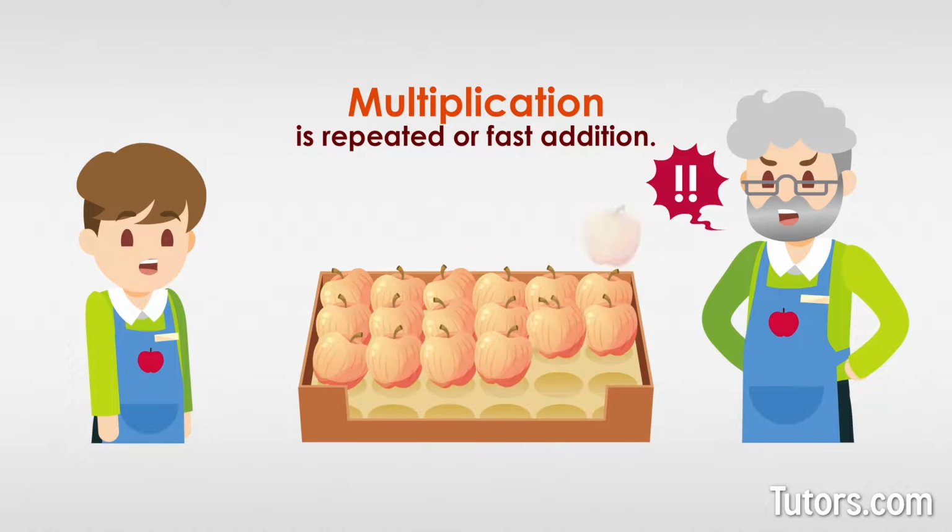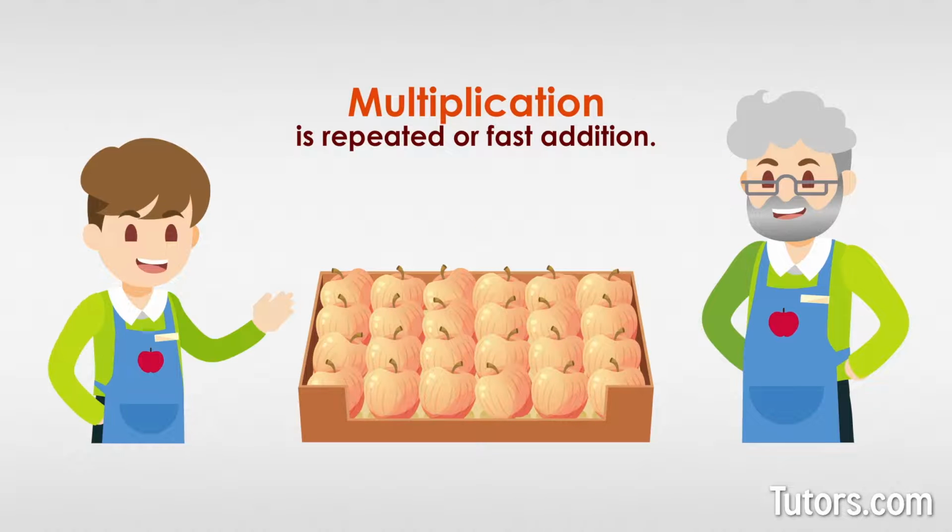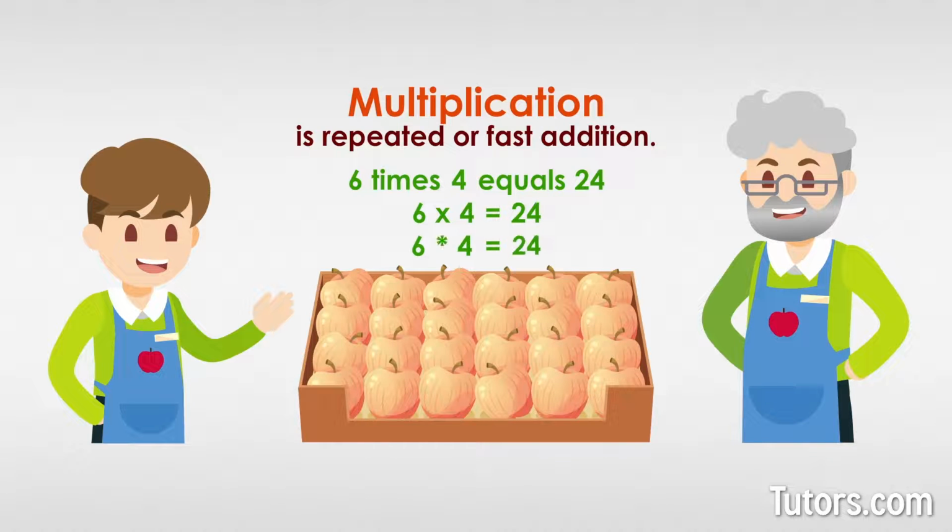That's 6 apples in each of the 4 rows. You could add 6 plus 6 plus 6 plus 6 to get a sum of 24 gala apples. A sum is the answer to an addition problem. But with multiplication, you can say we have 6 gala apples in 1 row, and we have 4 rows. 6 times 4 equals 24. The product of 6 apples times 4 rows is 24 gala apples.